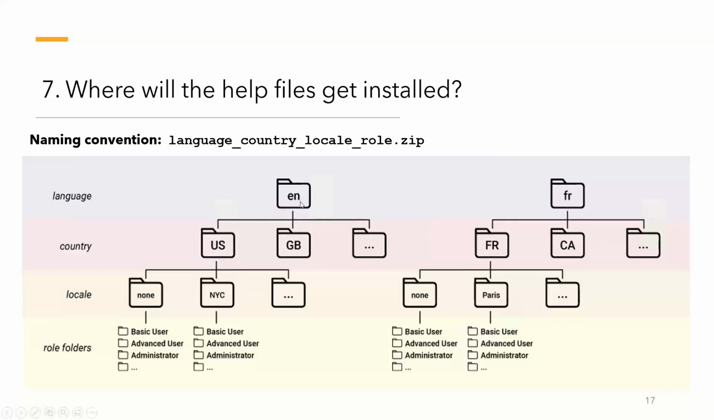So our top level is language. We have a folder for a language. The second level is a folder for countries. Third level is a folder for locales. And under that are folders for various roles. So this was something that we agreed on up front, and the naming convention supports that, because whatever I deliver to the software developers, they know based on this naming convention where to put it in the file system so that the application can access it correctly.